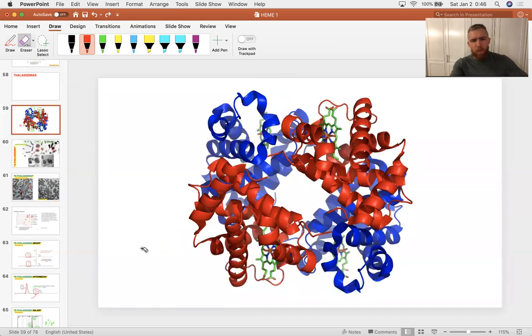Man, this is just a beautiful picture, though. Hemoglobin is a really, really pretty protein.